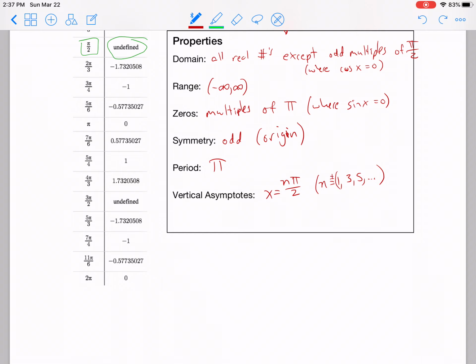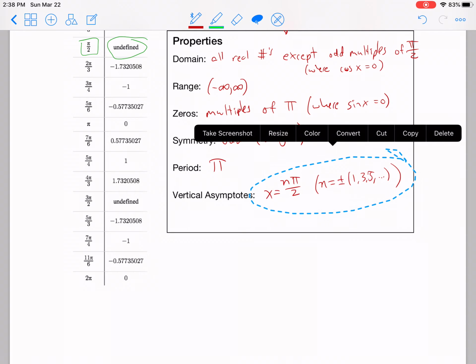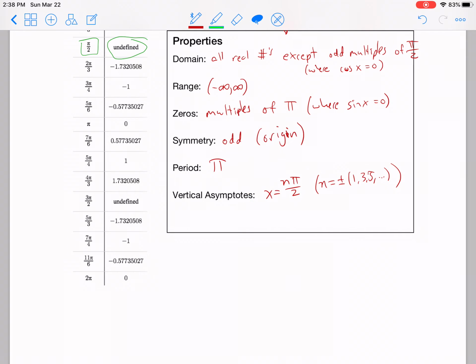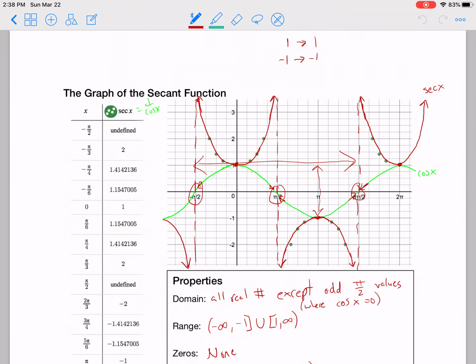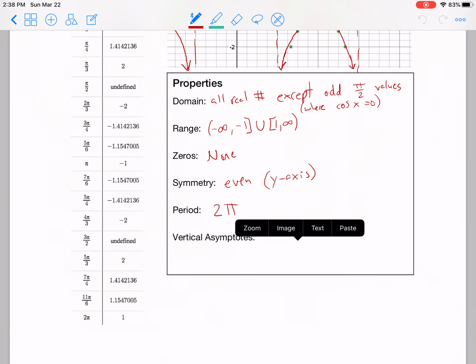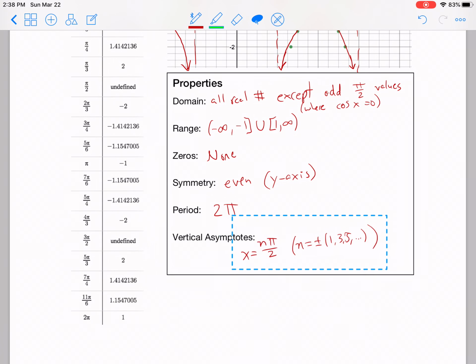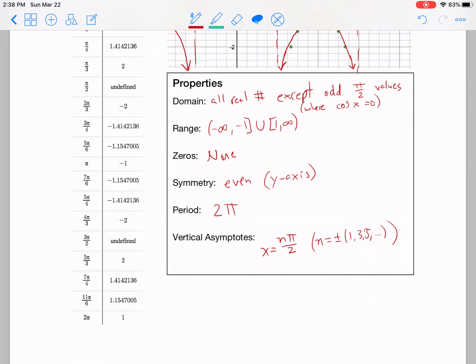But I'll just fix that real quick. N equals plus or minus 1, 3, 5, so on and so forth. But it's going to be the same thing. So I can essentially just take this right here, copy it, and we can put it right back over here for the vertical asymptotes here. Again, those odd values of pi over 2. Okay?